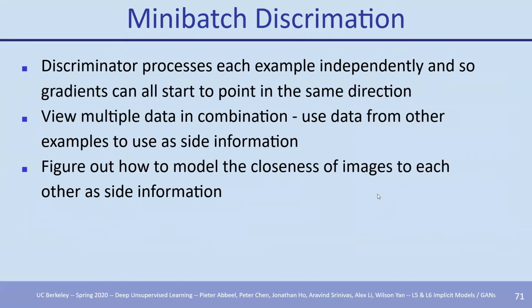So the problem is the discriminator processes each example independently, and so all the gradients start to point in the same direction. So the solution is to use multiple data in combination, using data from other examples as side information. Their goal here in this paper is to figure out how to model the closeness of images to each other.